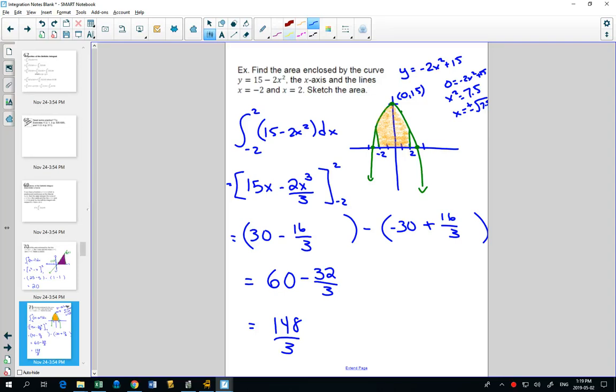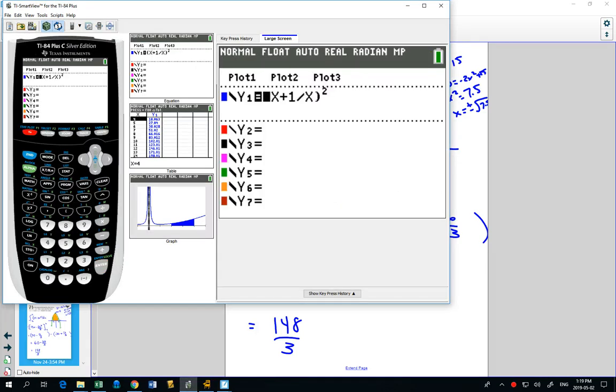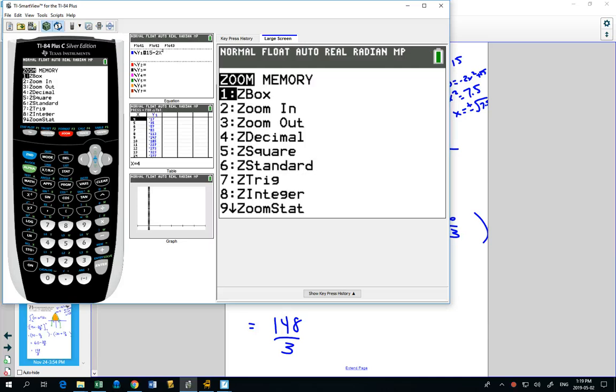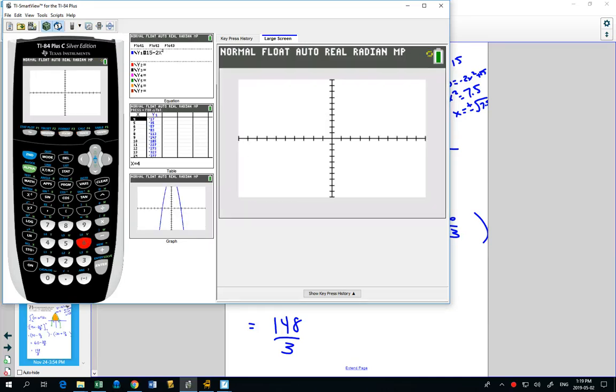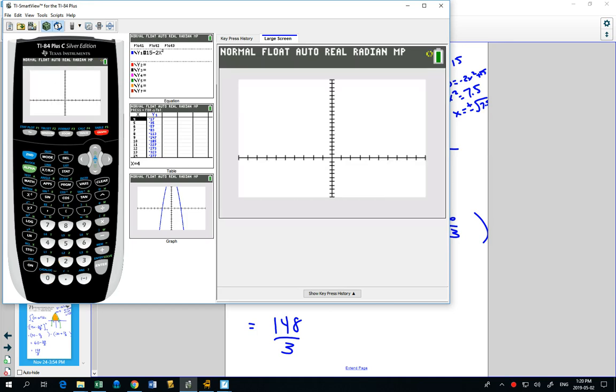Again, since that's a nice fraction, this might be a nice one to check with our graphing calculator to see if that's what actually happens. So we can go to y equals, graph that original function in there. So we had 15 minus 2x squared. Which, if you have your standard window, actually goes up and beyond. So if we want to set our window to go up to 20 for our y maximum, we could see the top of that parabola.